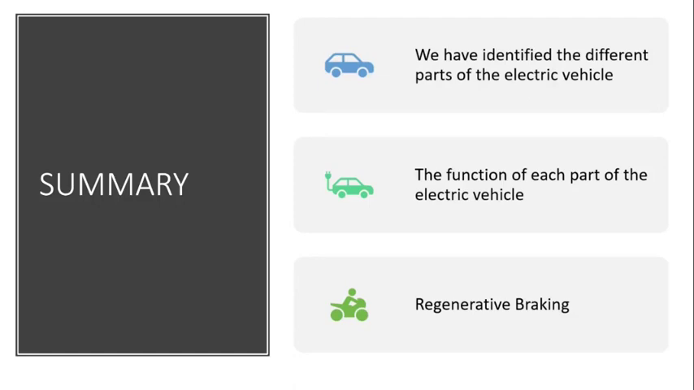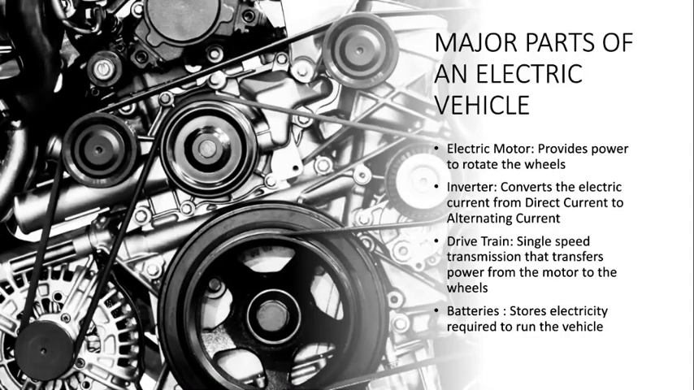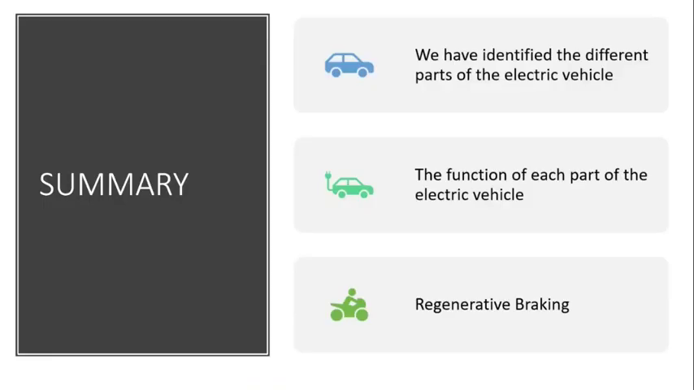So in summary, we've discussed the different parts of the electric vehicle. We talked about the inverter, the drivetrain, the batteries and electric motor, and we also saw the function of each of them, and then we touched briefly on regenerative braking.